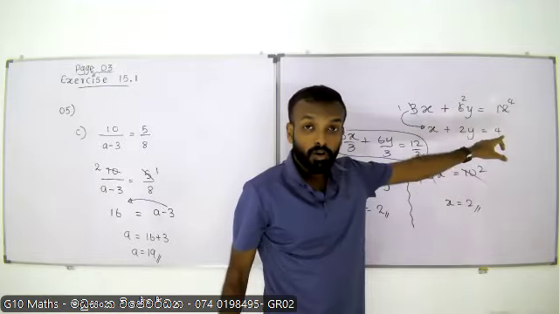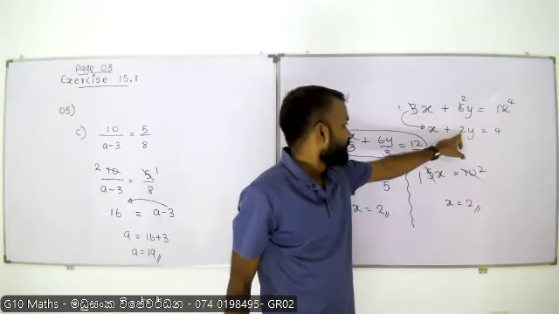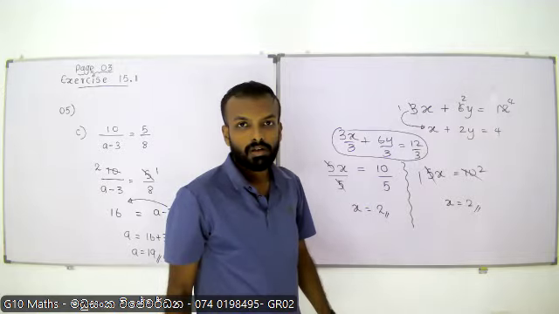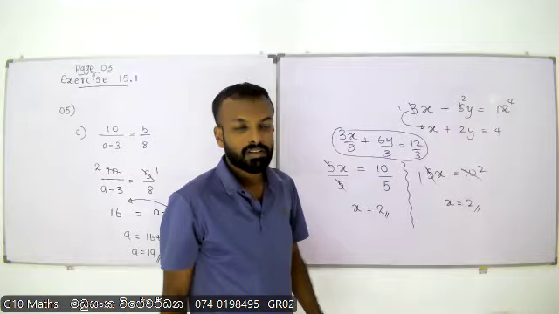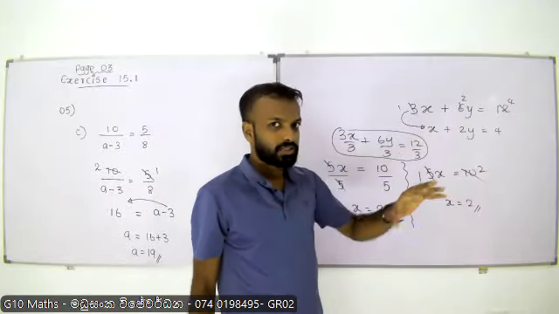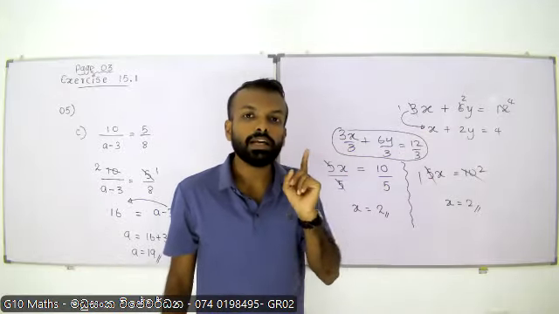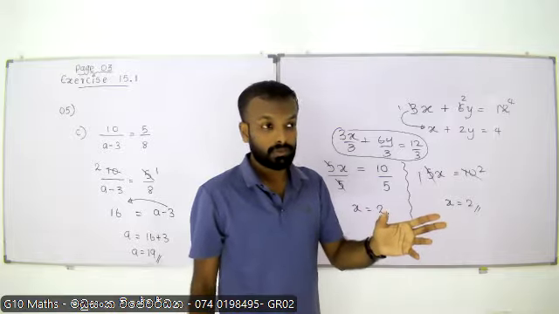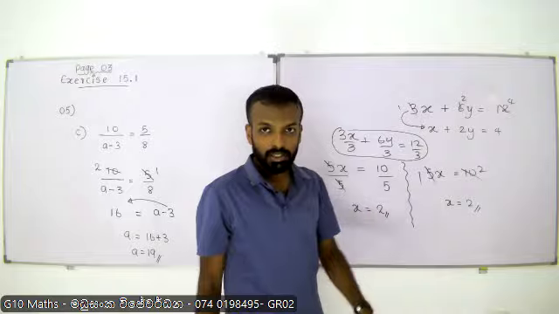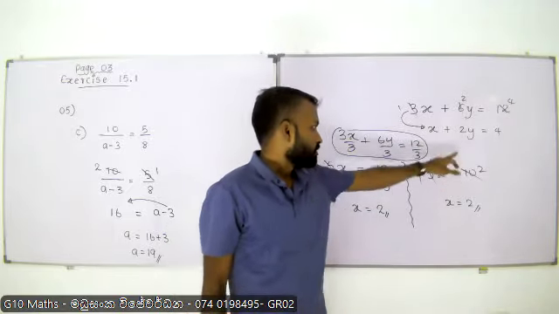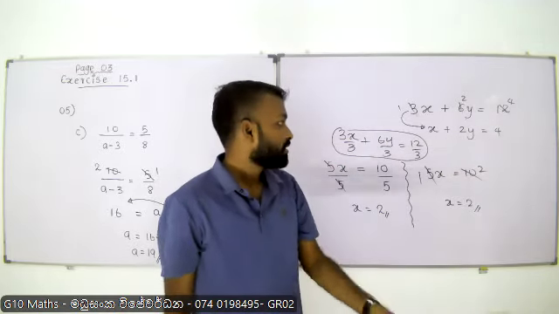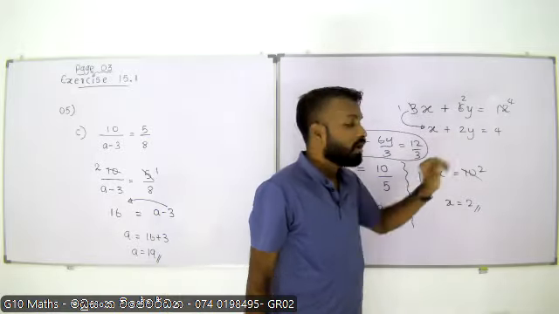Can you simplify this 2 and 4? No. This 2 is not common for this one. Right? That's why you are finding a common factor for all the terms. But this 2 is not common for all the things. Where? This 2 is only common for this one and this one. So you cannot divide this 2 and 4.